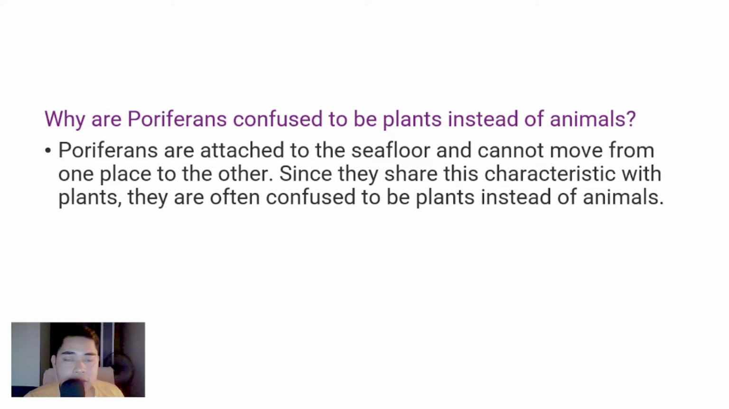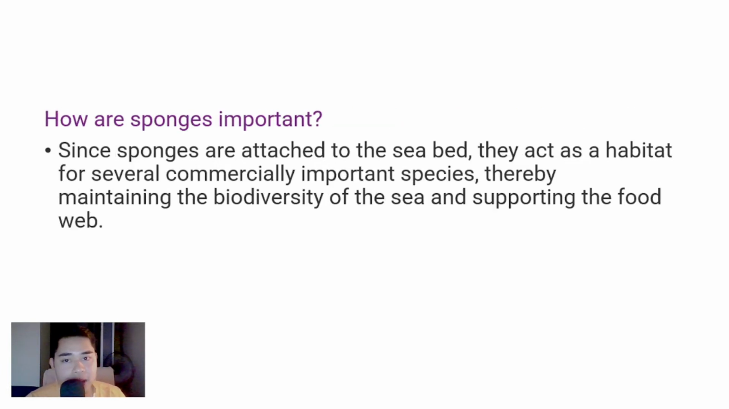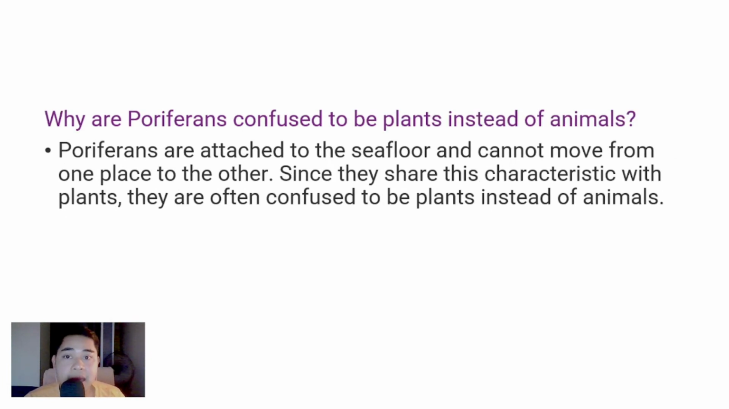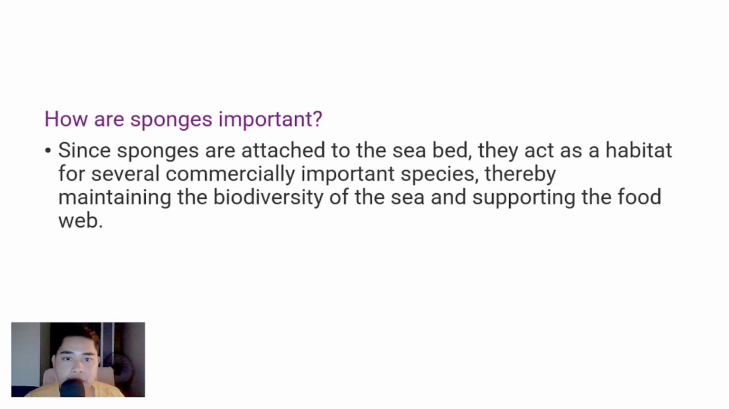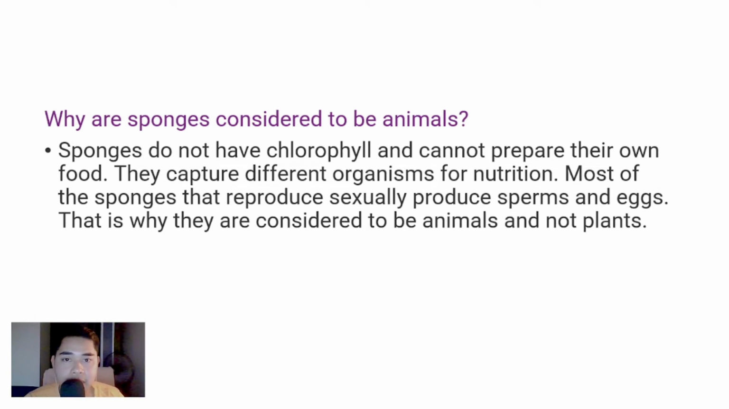So actually, that is also one of the reasons why these creatures are called animals, because they eat through that process. Unlike plants, where most of the plants basically get their nutrition or food from sunlight through photosynthesis, these creatures, sea sponges, absorb their food from their structure or the holes in their body. So this is the reason why sponges are considered to be animals.